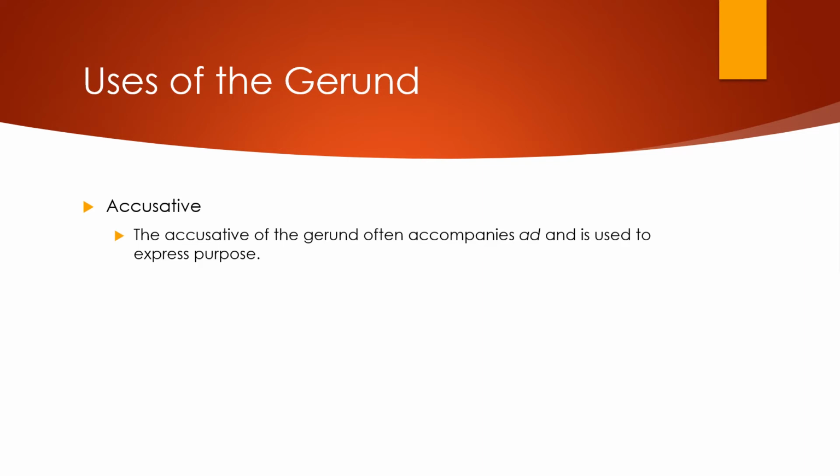For the accusative of the gerund, it is often going to accompany ad, and it will be used to express purpose. In this example, we see the sentence paratus sum ad pugnandum. Paratus sum, I am prepared, ad pugnandum, to fight. Here, using an ing translation would not work as well.